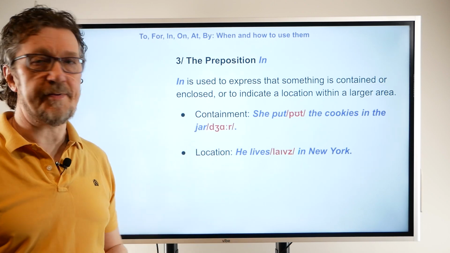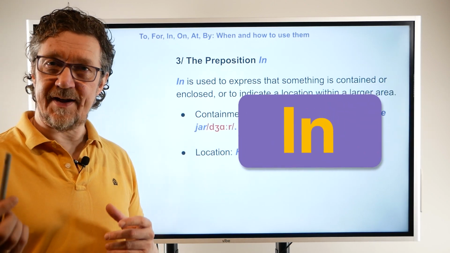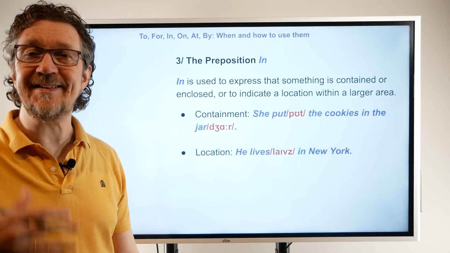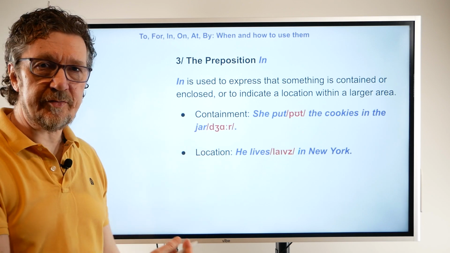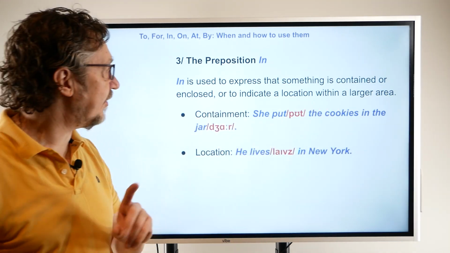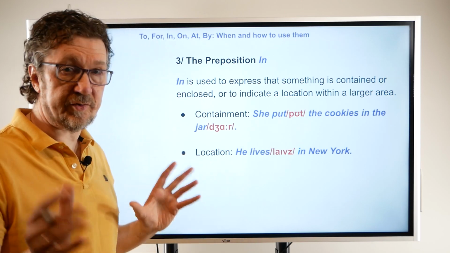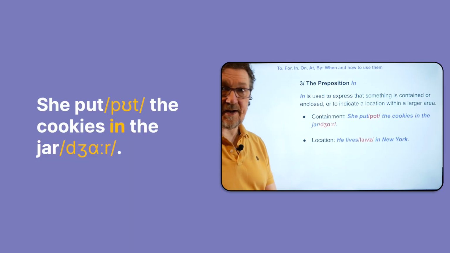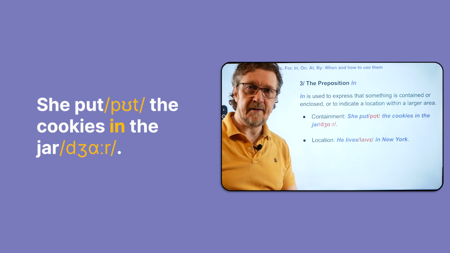So let's look at preposition in. Now, in again is a very useful preposition to use, and it's used to express something is contained or enclosed, or to indicate the location within a larger area. All right, so for example, we're talking about containment. She put the cookies in the jar, okay? She put the cookies in the jar, all right?